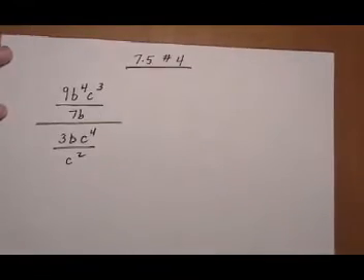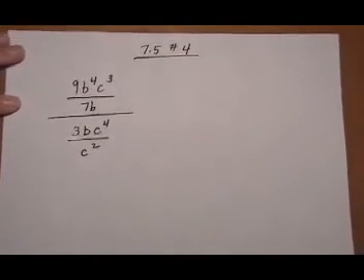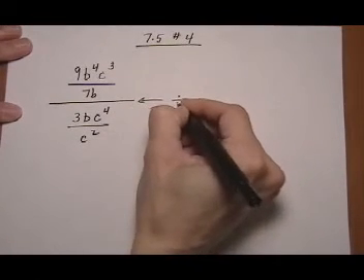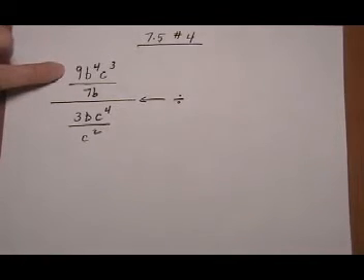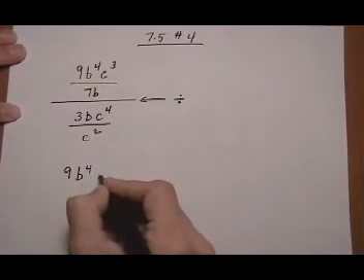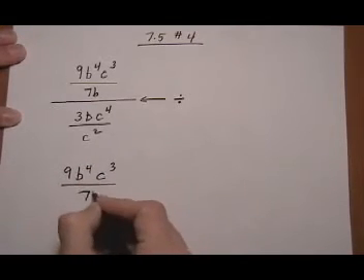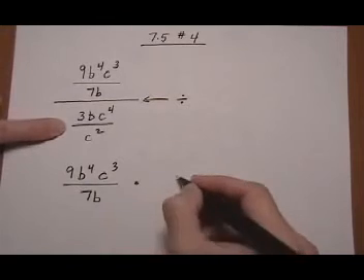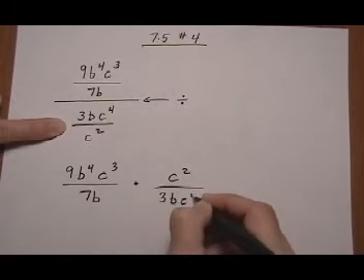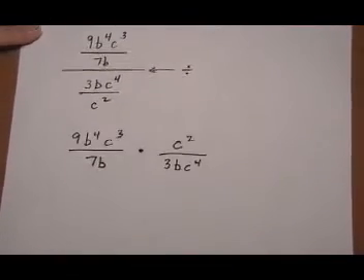So let's look at 7.5, number 4. Again, we have a complex fraction, and think of this as a division symbol right here. So we're going to turn it into the top multiplied by the reciprocal of the bottom. 9b to the 4th c cubed over 7b, multiplied by, flip the bottom one, c squared over 3b c to the 4th. And then we do our canceling.